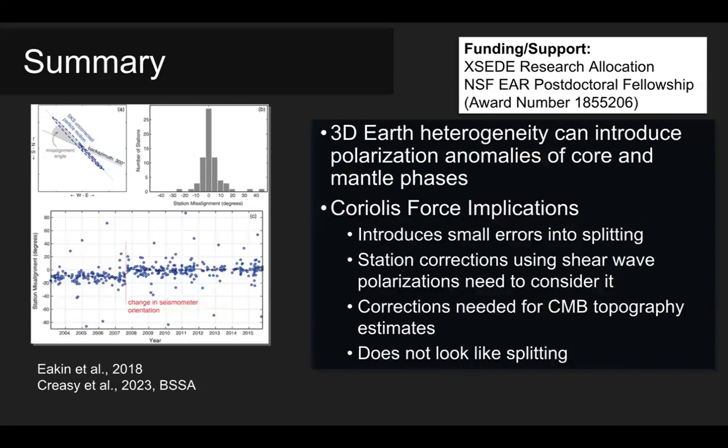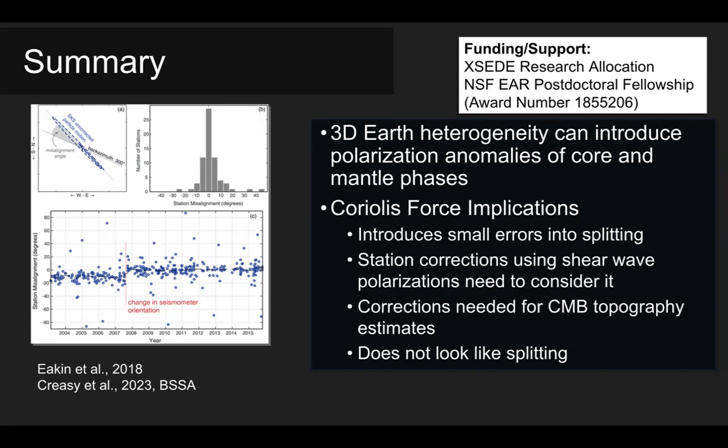The last thing is my concluding slide: 3D earth heterogeneity, based on spectral element simulations, can introduce polarization anomalies in pretty much all S phases. But the Coriolis effect by itself only introduces small errors in the splitting because of the misalignment of the polarization.